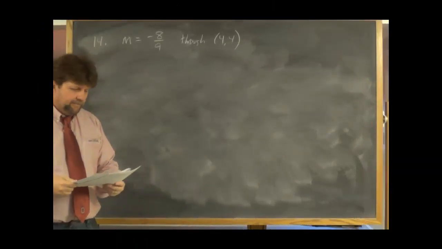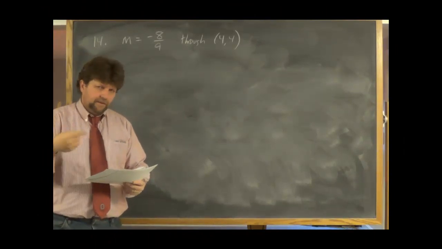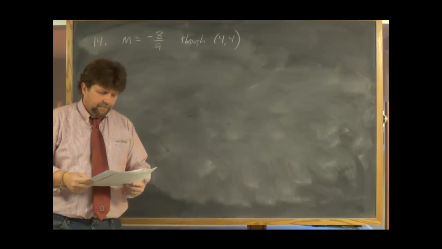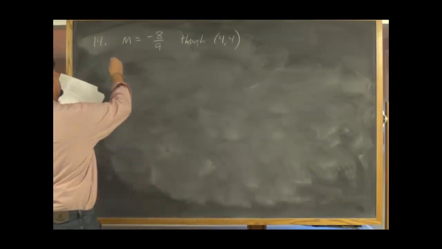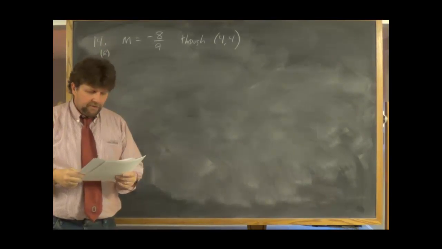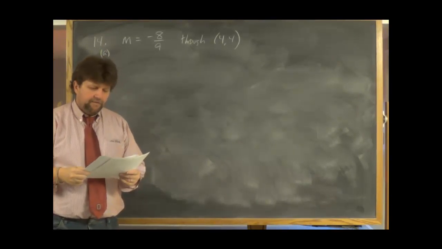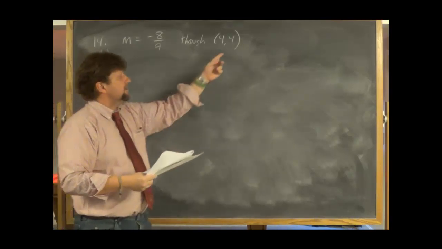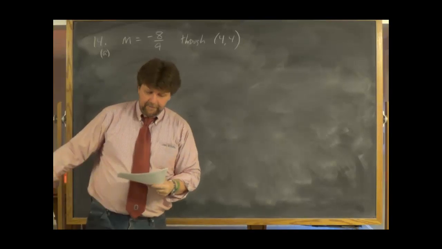Hey folks, here's number 14. I'm skipping 12 and 13, going to 14. You're supposed to do part A. You are supposed to find the point-slope equation for the line that has a slope of negative 8/9 and passes through the point (4, 4).